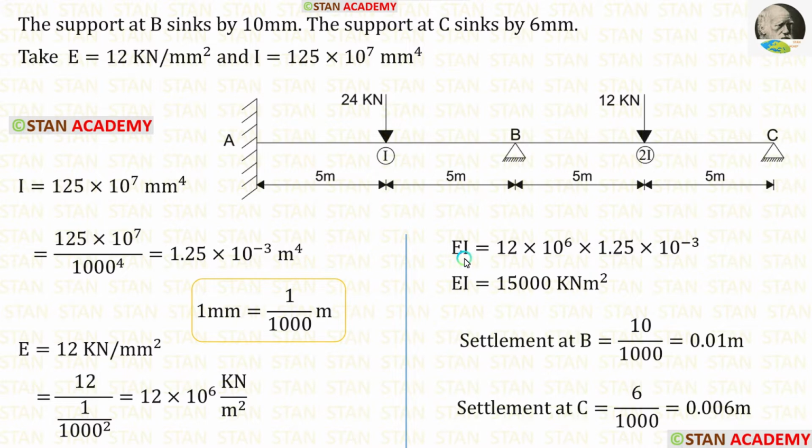For our own convenience, let us multiply the moment of inertia and Young's modulus. When we do that, we are getting 15,000 kN meter square. The settlement at B is given as 10 millimeter. Let us divide 10 by 1000 so that we will get 0.01 meter. In the same way, let us convert the settlement at C. When we divide 6 by 1000, we will get 0.006 meter.